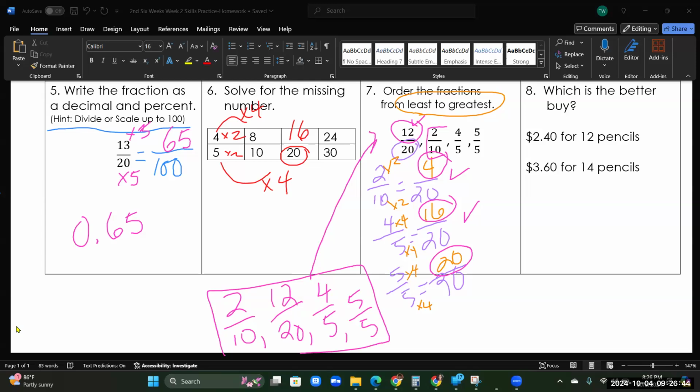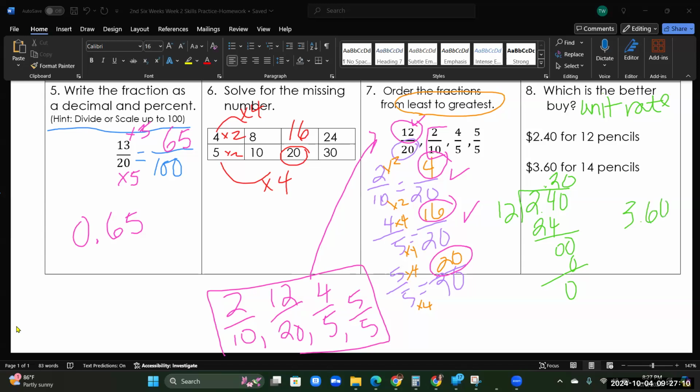All right, number 8 asks, which is the better buy. In order to get the better buy, we need to find the unit rate, or in other words, divide it out. So that'll be 240 divided by 12, which will give us 20, 2 for 24, nothing left over. So it'll be 20 cents for 1 pencil.